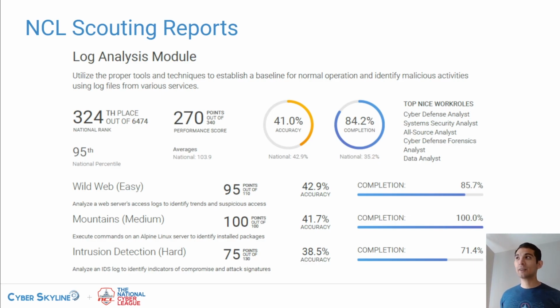And so what you can see here is that it will actually break down into the specific topics within NCL. And in this case, we're looking at log analysis. And you can see not just their points, but their ranking, their percentile. You can also see the specific tasks that they performed down here as well. And on the right side, you can see the work roles, the different types of careers they might want to consider if they're interested in this topic.